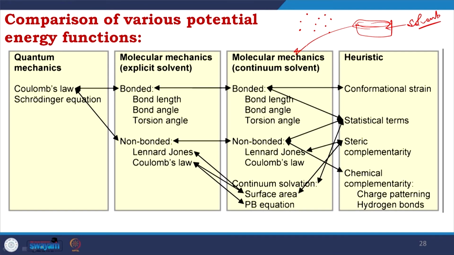For heuristic you have to take the conformational strain and the statistical terms, which will come from different areas and could be derived from the information of the different areas. You have to consider the steric clashes, you have to consider complementarity, chemical complementarity, which is charge patterning and hydrogen bond distribution.